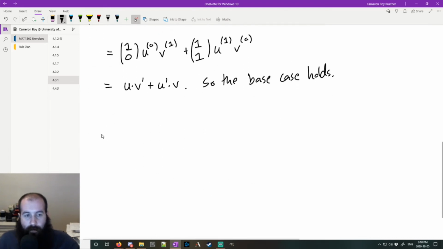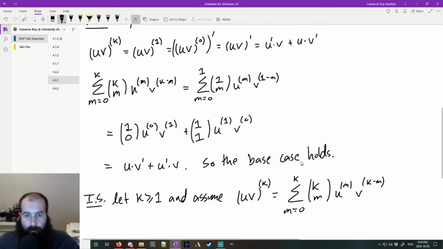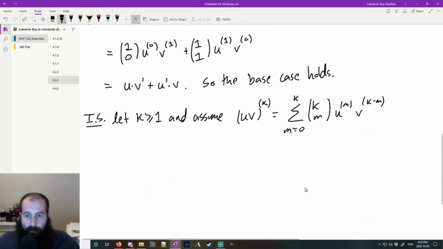Now for our inductive step, let k be greater than or equal to 1 and assume that our result holds at k, which is this big equality: the sum of k choose m, u to the m, v to the k minus m. All right. So that was our expression. So this is what we're assuming.